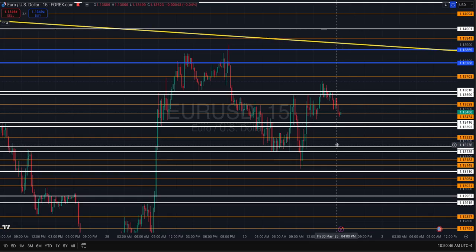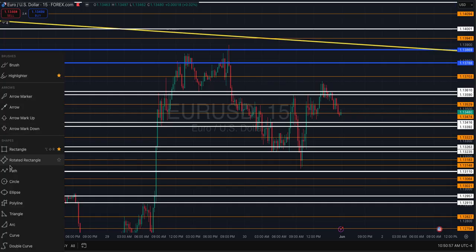After that, I'm looking for, ideally, a failed breakdown of this low. We might not get down there. They might just use this low right here. So that will be a dip in recovery. So real quick, let's go over what that looks like.